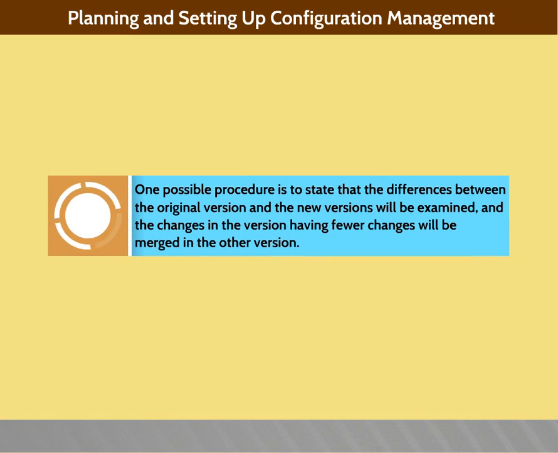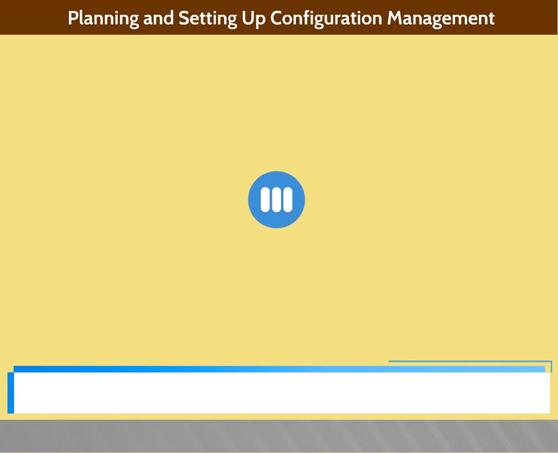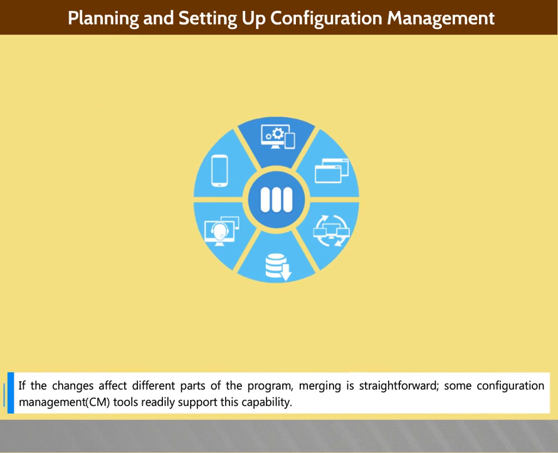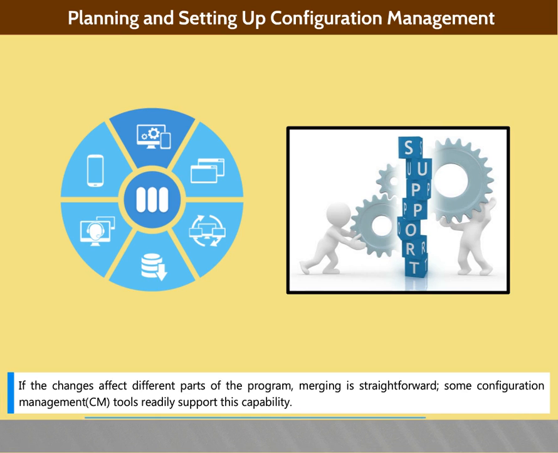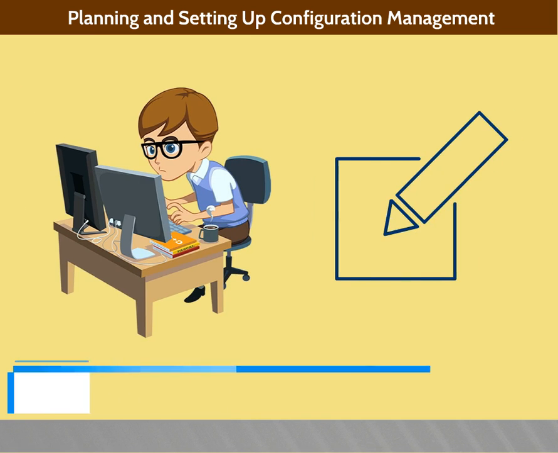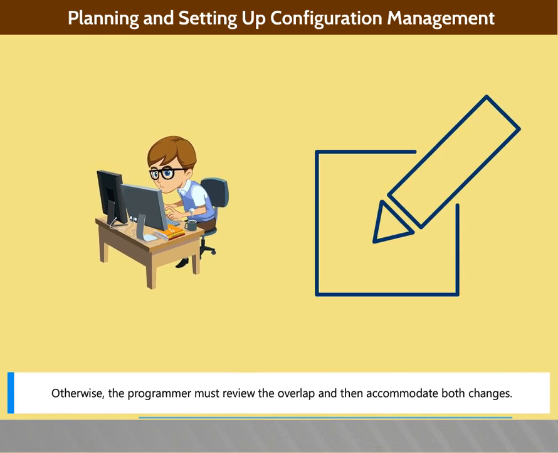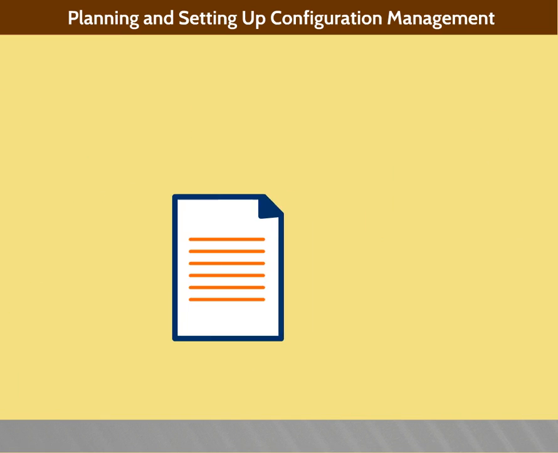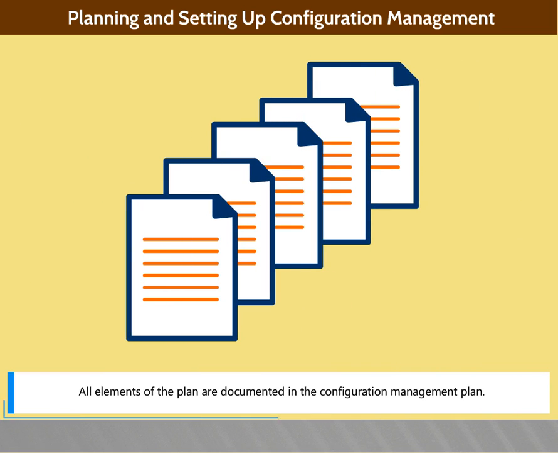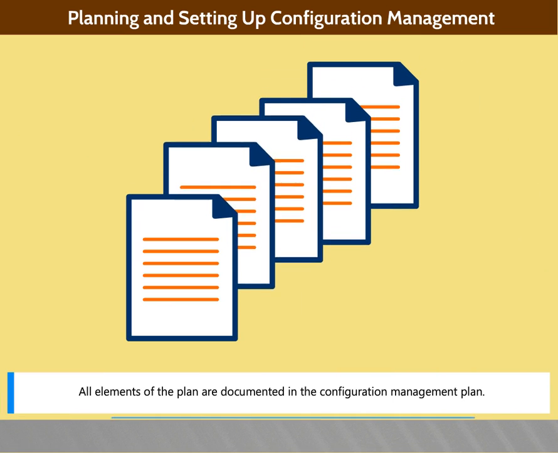One possible procedure is to state that the differences between the original version and the new versions will be examined, and the changes in the version having fewer changes will be merged in the other version. If the changes affect different parts of the program, merging is straightforward. Some CM tools readily support this capability. Otherwise, the programmer must review the overlap and then accommodate both changes. All elements of the plan are documented in the CM plan.